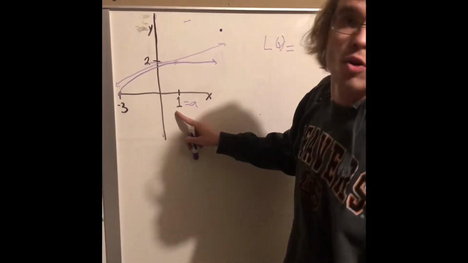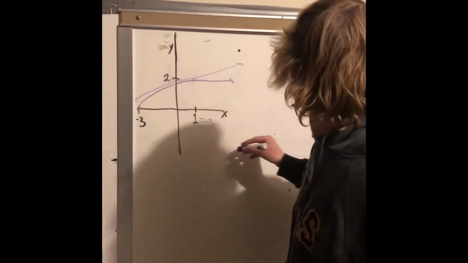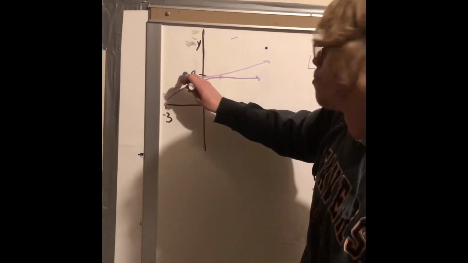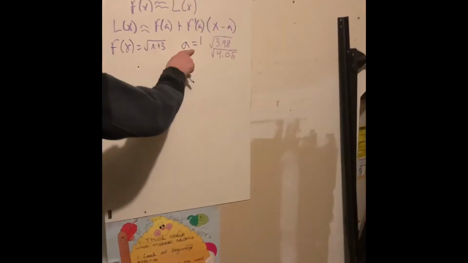I have this 1 right here on the x-axis, which is where the A is. And I'm going to explain why I have 2 here in just a second. So we're given this point A is equal to 1.